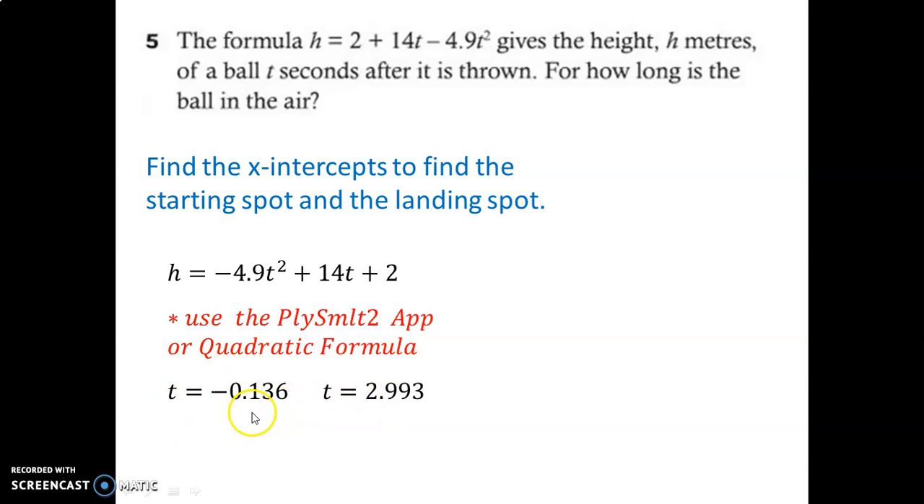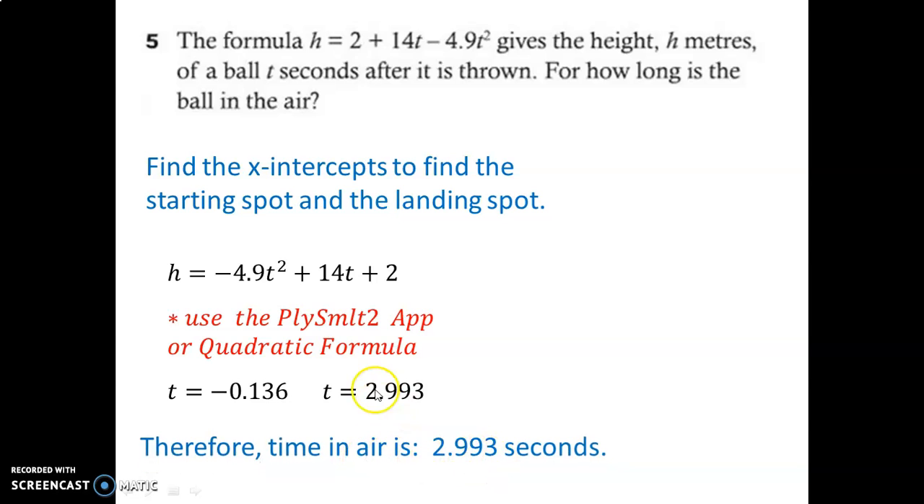Notice one is negative. Obviously, we cannot go back in time, so we know the ball started at time 0, and then it hit the ground at this time. So the ball was in the air for 2.993 seconds.